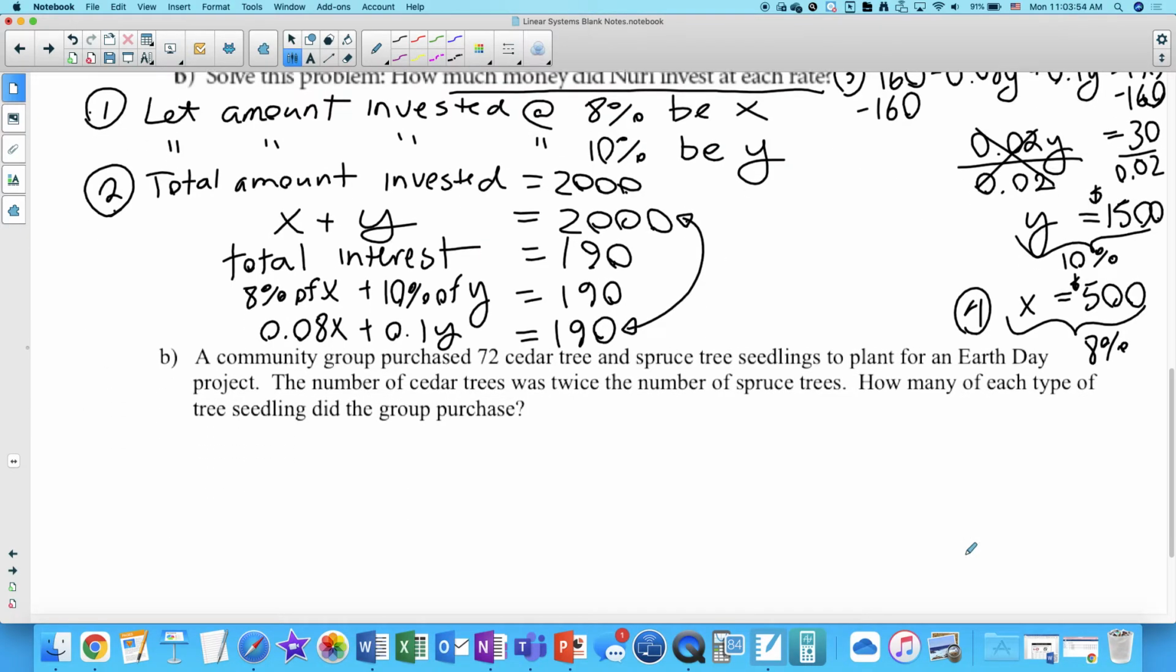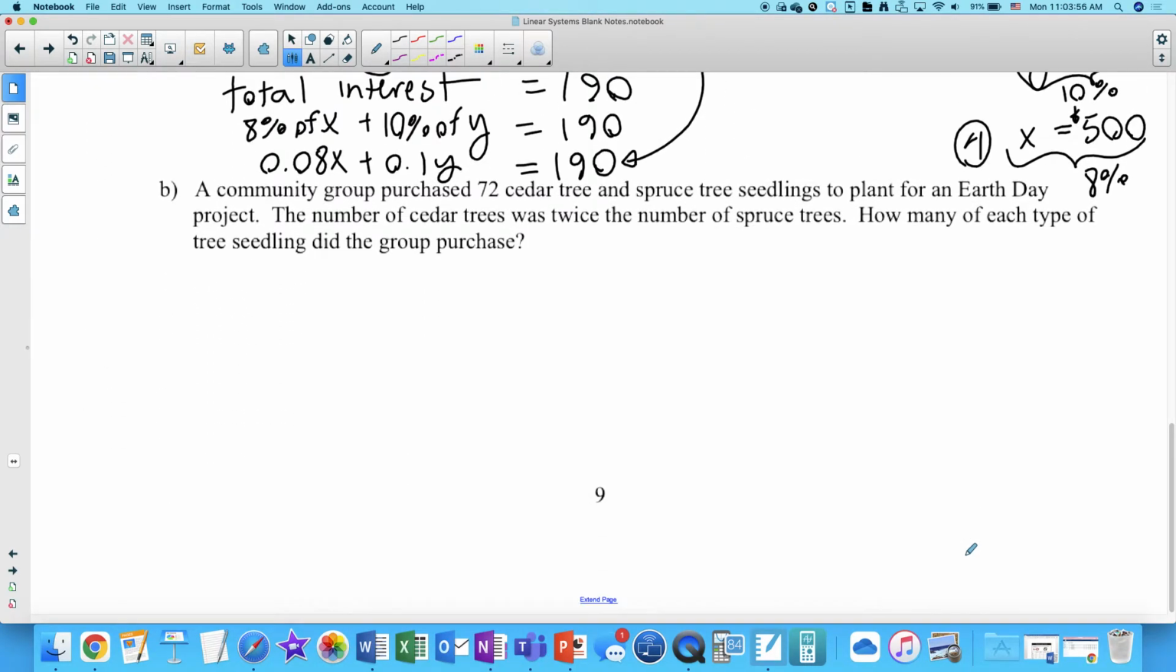All right. So we're going to do a couple more, and then that'll sort of be it for today. Okay, so a community group purchased 72 cedar trees and spruce trees seedlings to plant for an Earth Day project. I can't seem to read today. All right, the number of cedar trees was twice the number of spruce trees. How many of each tree seedling did the group purchase?